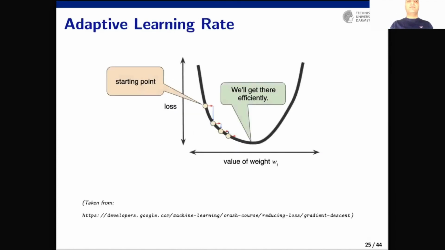So what is the best solution? The best solution is to have some sort of adaptive learning rate. So we start from this starting point, and we take large steps at the beginning. And after several iterations, we reduce our step size or our learning rate. So we try to change the value of parameters less and less as we progress through the algorithm.